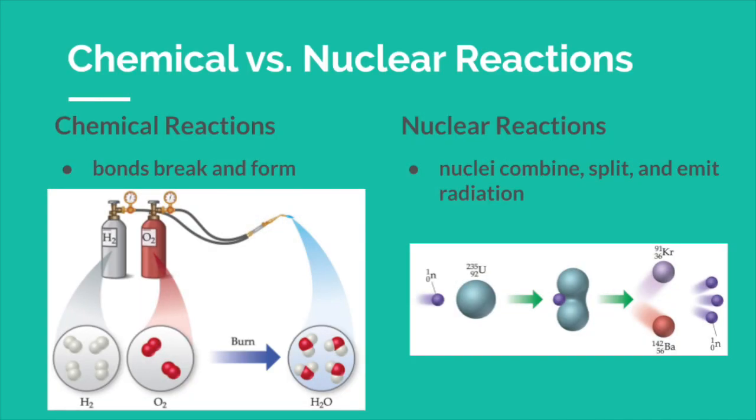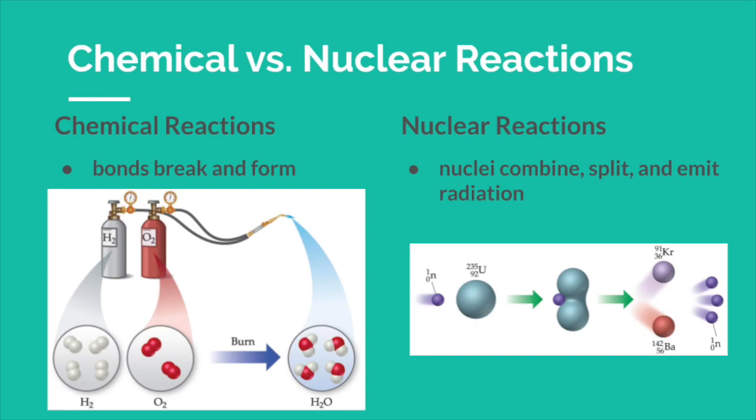In chemical reactions, we study how molecules and atoms break old bonds and form new bonds. For example, when hydrogen molecules and oxygen molecules break their bonds and form new bonds together as water molecules. The chemical bonds are what change in a chemical reaction.